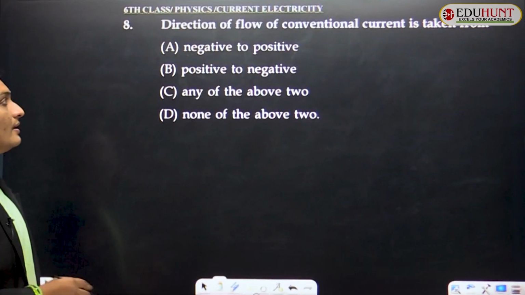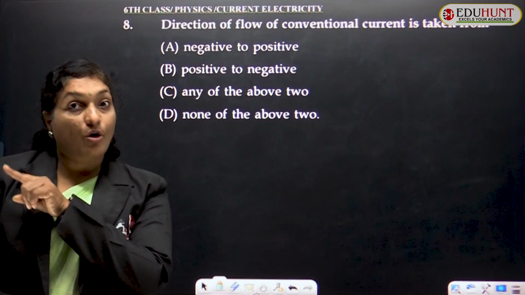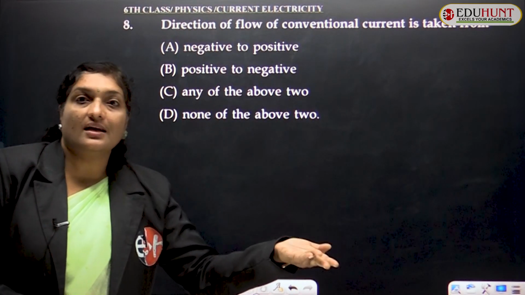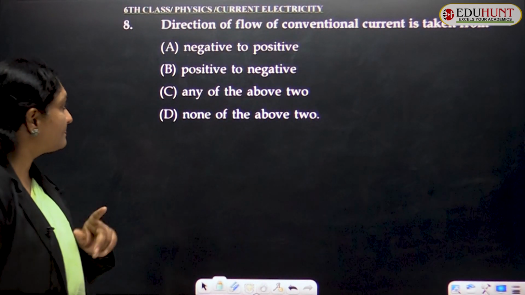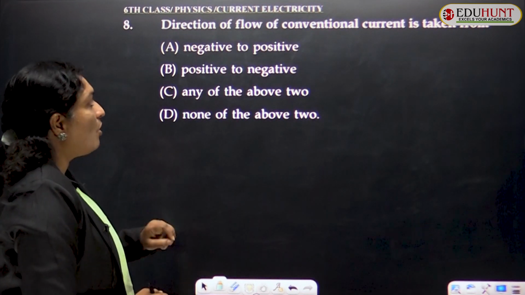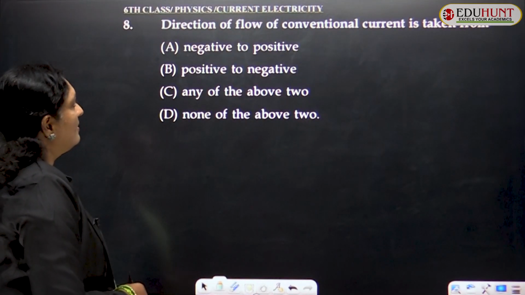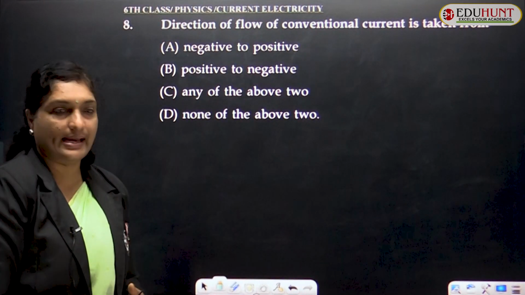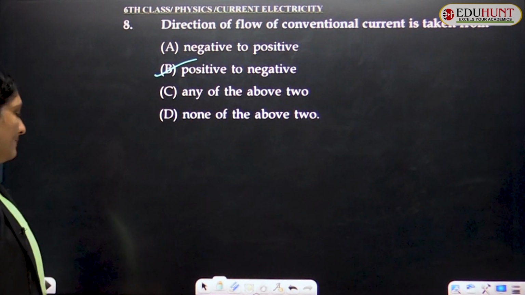The eighth one: direction of flow of conventional current. Earlier, flow of electrons constituted the current, but here conventional current means what should come into your mind? It is protons. Let us see. Direction of flow of conventional current is taken from where to where? Conventional current starts from positive and goes to negative. So positive to negative, option B.